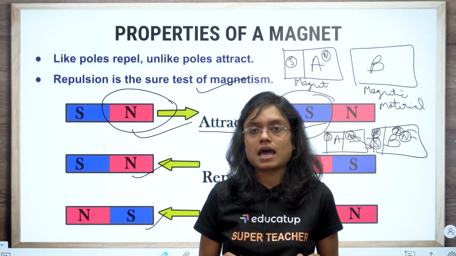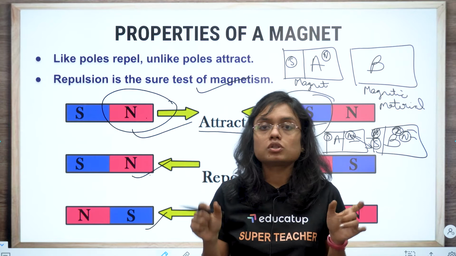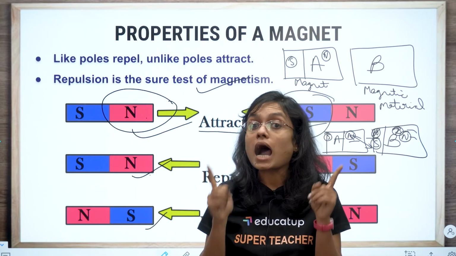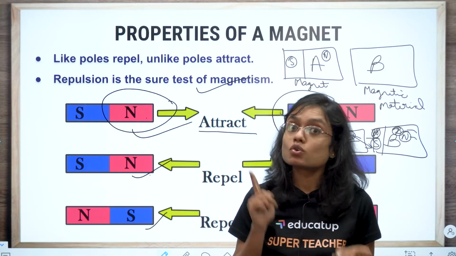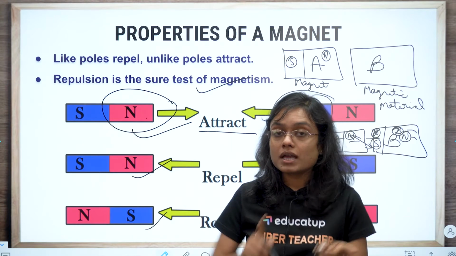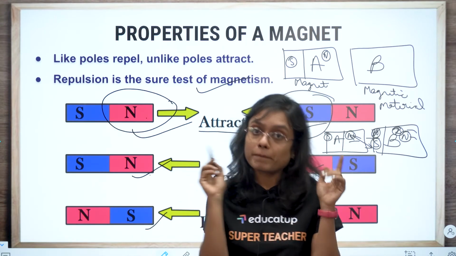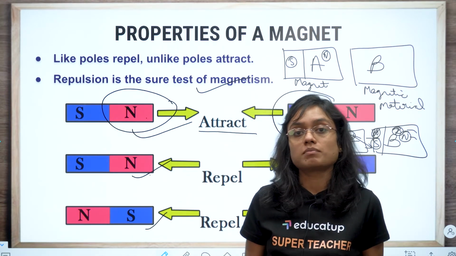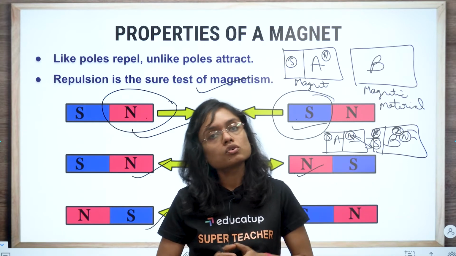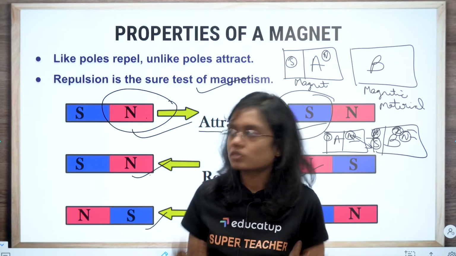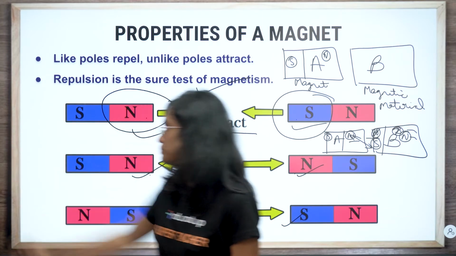If repulsion is happening, then the two pieces or the two objects kept in front of you are magnets. So that is something you have to remember, that repulsion, not attraction, is the sure test of magnetism. अगर repulsion हो रहा है तो दोनों objects क्या हैं? Magnets हैं. All right. Now let's move ahead.